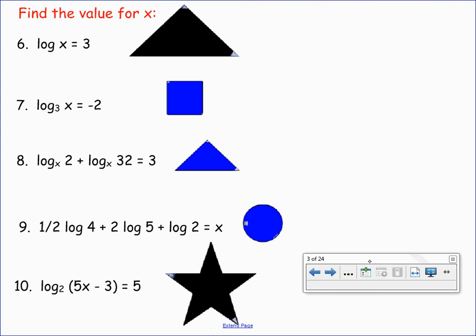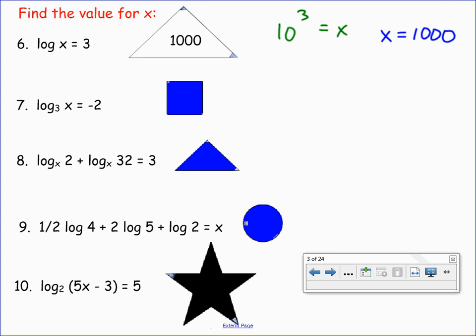Number 6, go ahead and tell the class what the invisible base on a common log, a log log, is. Margot? 10, absolutely. Thank you. And so we could rewrite this in power form. What would this look like as a power? Logan? Absolutely. Thank you. And that's right off my half sheet. So it looks like x equals 1,000. We're killing it today.